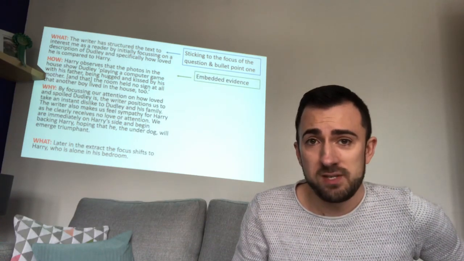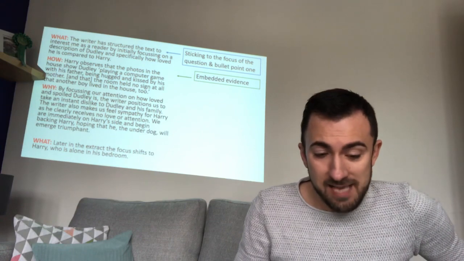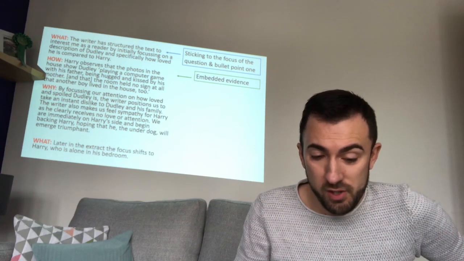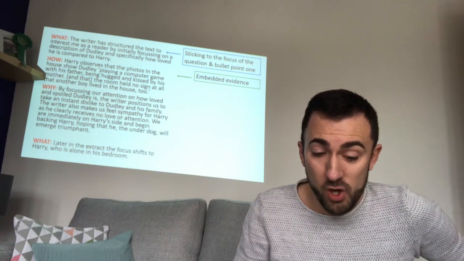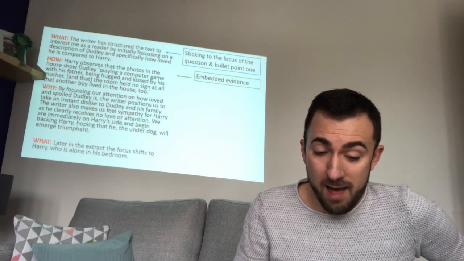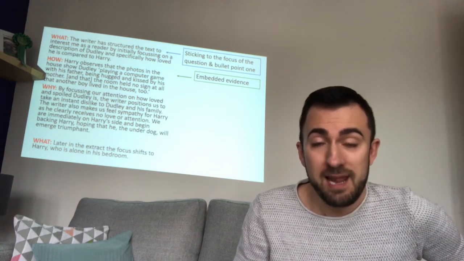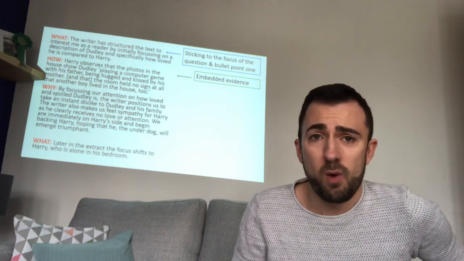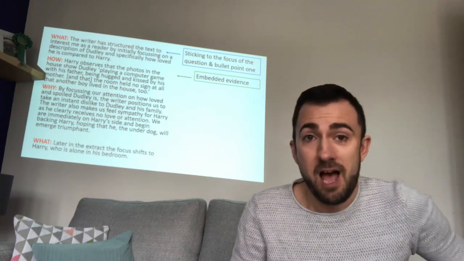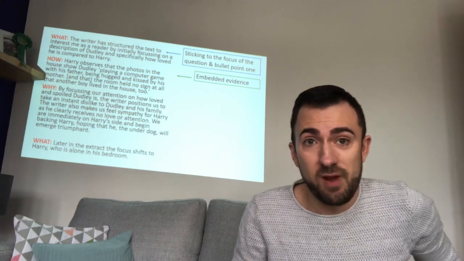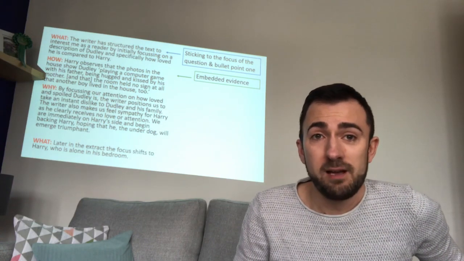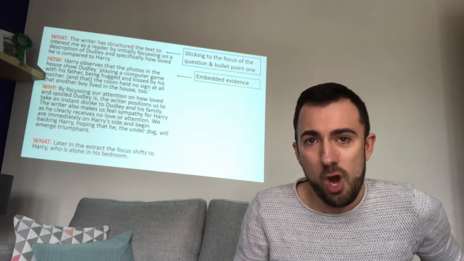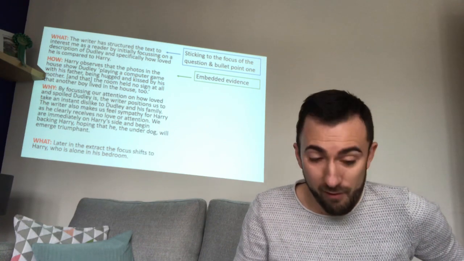I've also then in my how section embedded my evidence again. So Harry observes that the photos in the house show Dudley playing a computer game with his father, being hugged and kissed by his mother, and that the room held no sign at all that another boy lived in the house too. I've embedded the evidence. I've not introduced my quotation with "a quote to support this is." I've literally kept it really straightforward and embedded that to show the examiner that I'm competent in my writing and know how to structure an analytical paragraph.